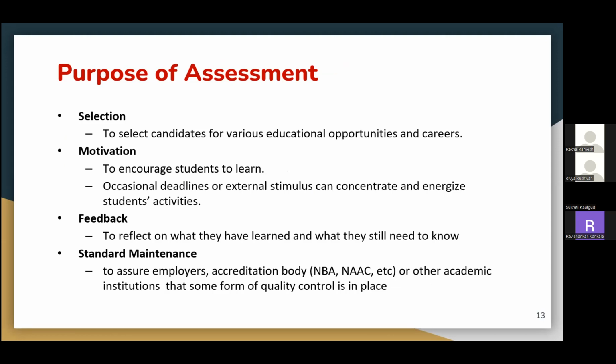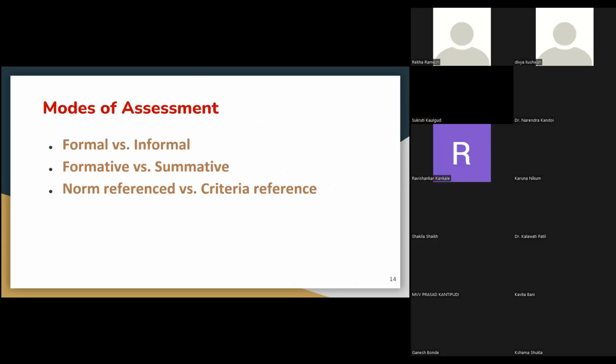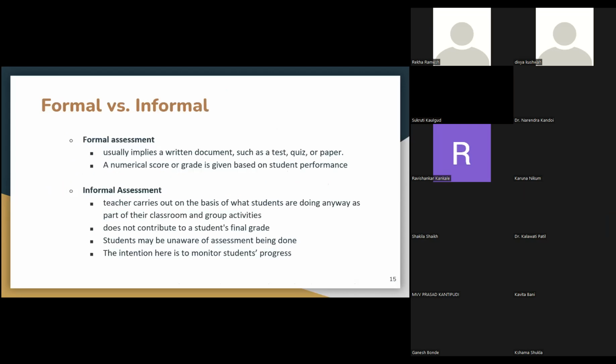So for these reasons or purposes of assessment, we have some modes of assessment. What are these modes of assessment? So modes of assessment are formal versus informal assessment, formative versus summative assessment, norm referenced versus criterion referenced. So I'll quickly go through each of them. Formal assessment is what we do as a summative assessment where we take a test, a quiz or a paper and we document it, and some score or a grade is given based on the student's performance.